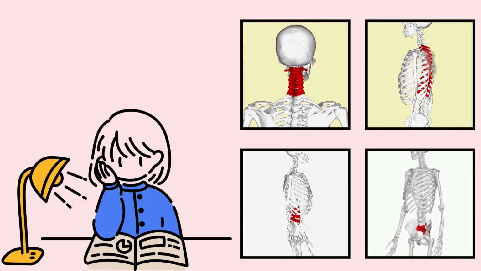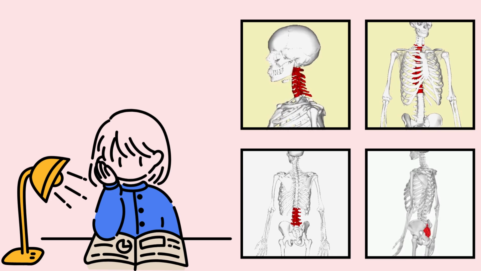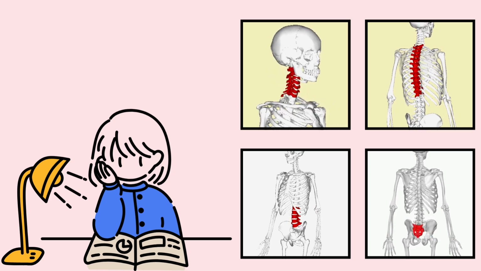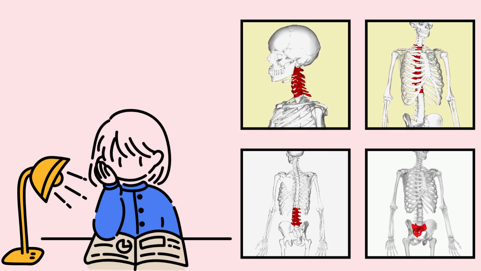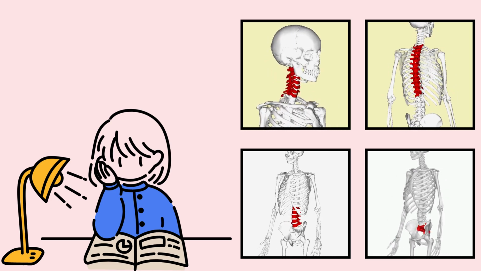And that wraps up our session on spinal curvature disorders. Now you know the basics of the spine, its normal curves, and the 3 main disorders, scoliosis, kyphosis, and lordosis.